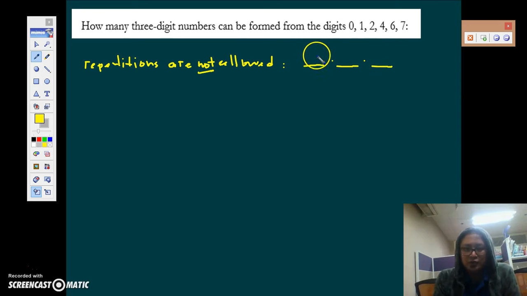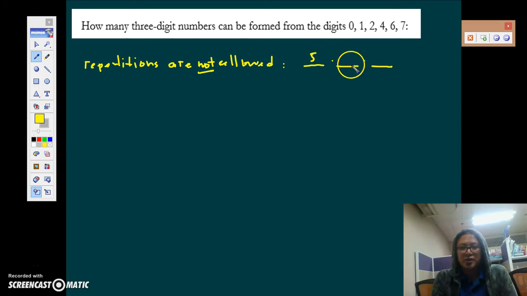So how many numbers can we choose as our hundreds digit? We can only choose from 1, 2, 4, 6, and 7. We cannot choose 0, because if this is 0, it's not a 3-digit number. So we can choose from 5 digits for our hundreds digit.